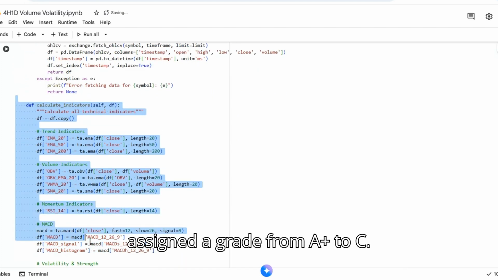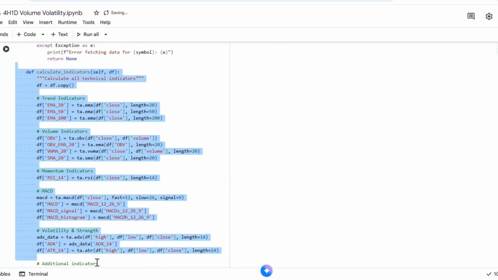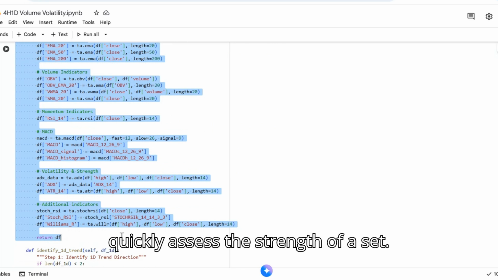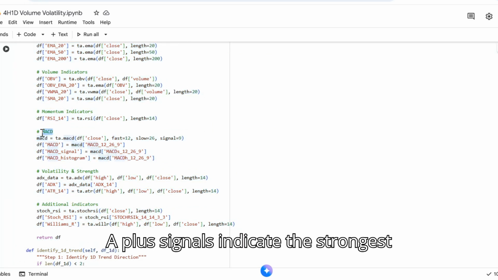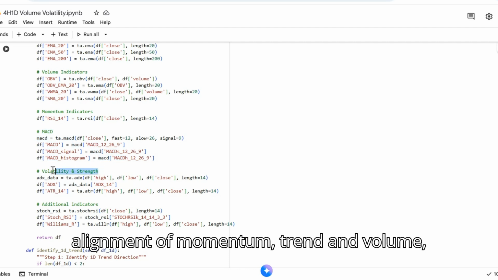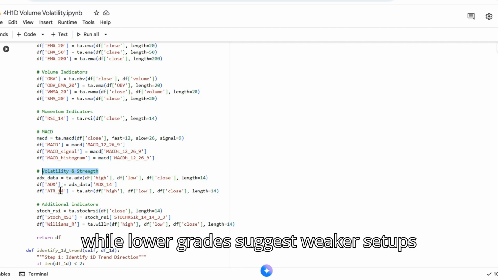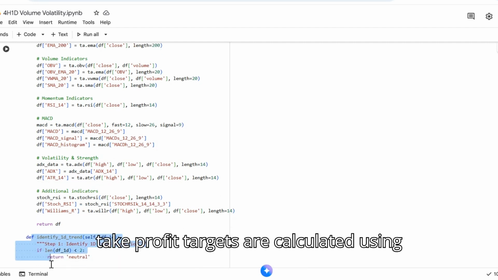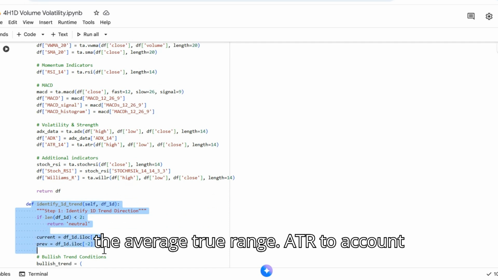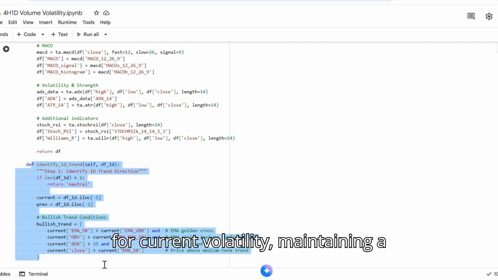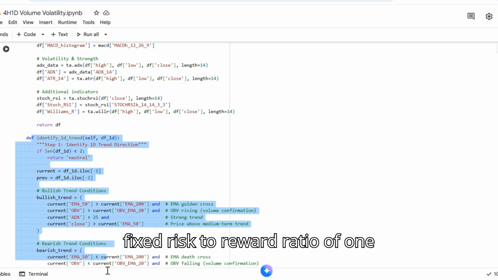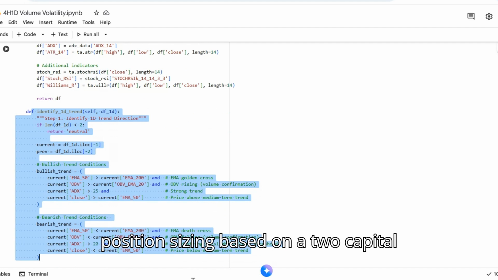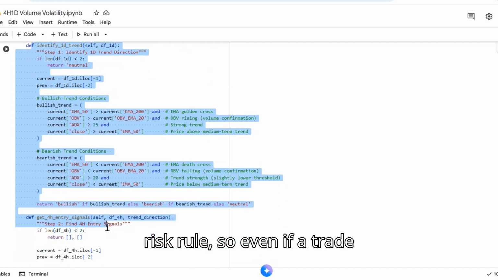Every trade is automatically assigned a grade from A+ to C, based on how many conditions are satisfied. The grading helps traders quickly assess the strength of a setup. A+ signals indicate the strongest alignment of momentum, trend, and volume, while lower grades suggest weaker setups that may need confirmation. Stop loss and take profit targets are calculated using the average true range, ATR, to account for current volatility, maintaining a fixed risk-to-reward ratio of 1:2. The strategy also includes position sizing based on a 2% capital risk rule, so even if a trade fails, losses remain controlled and consistent.